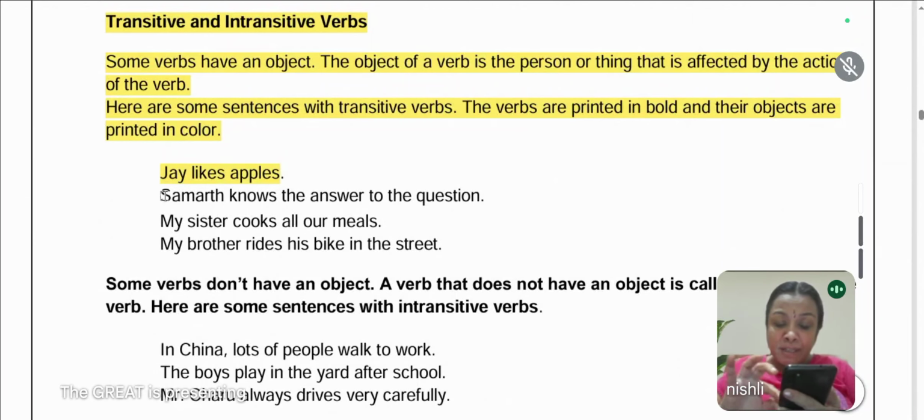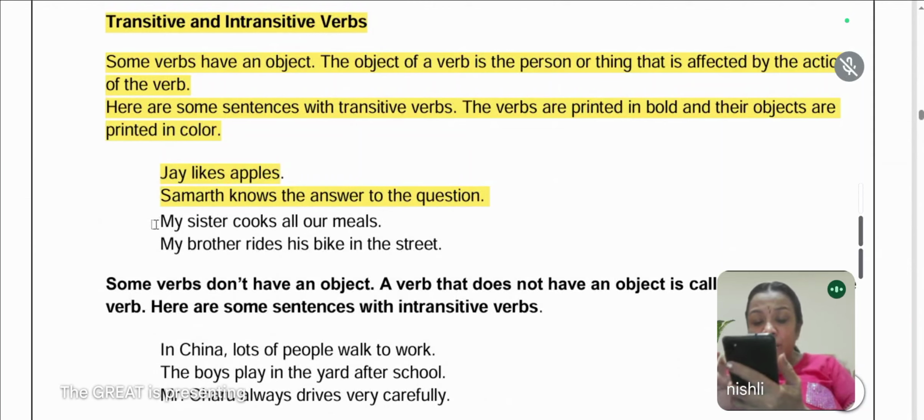Then again, Samarth knows the answer to the question. Samarth is the subject, knows is the verb, and the answer to the question is the object. Next one, my sister cooks all our meals. My sister is the subject, cooks is the verb, and all our meals is the object.